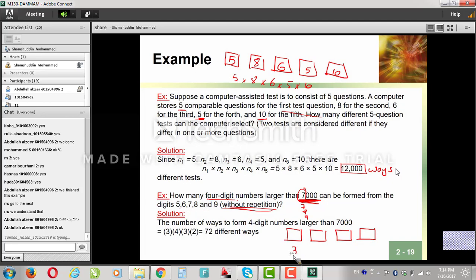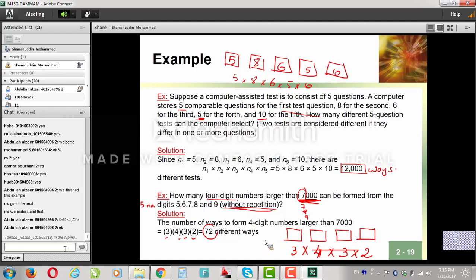How many choices do I have for the first place? I have 3 choices. For the second place, I have 4 choices. For the third place, I remain with 3 choices, and for the fourth place I remain with 2 choices. Now the multiplication rule says multiply everything: 3 times 4 times 3 times 2, which is 72 different ways.